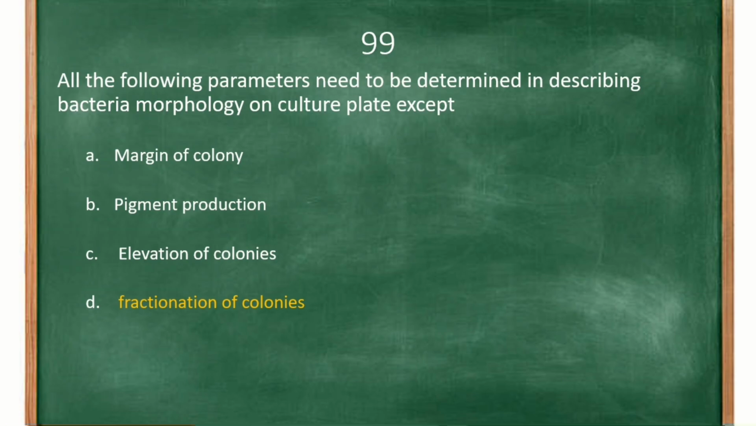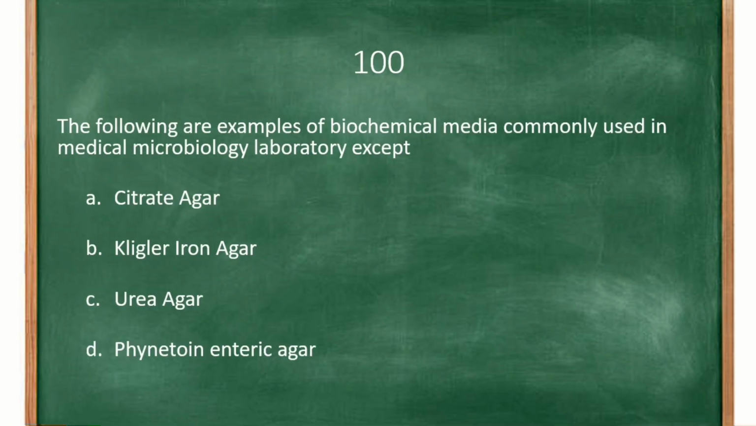Then pigment production. This describes any color produced by the bacteria, which can be an important characteristic for identification. Then elevation of the colonies. This describes the shape of the colonies in terms of their height above the agar surface. Is it flat, is it raised, or is it convex? So this parameter is also very much used. However, fractionation of colonies is not a standard parameter for describing bacterial morphology. So that would be our answer.